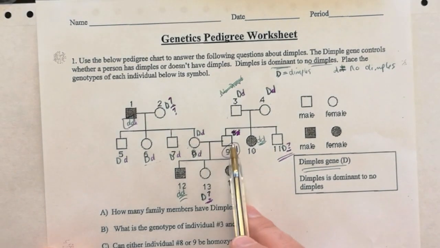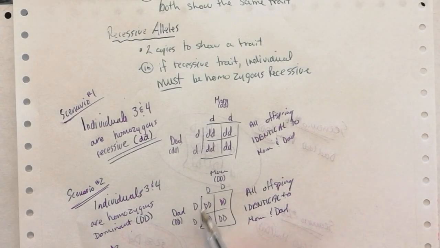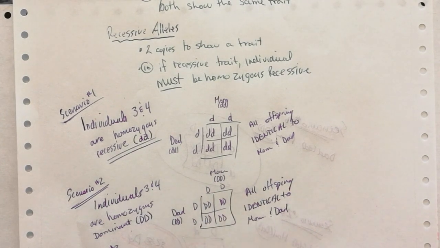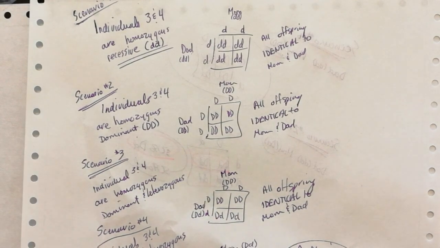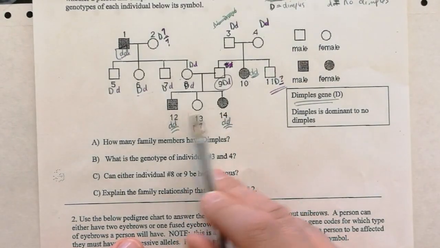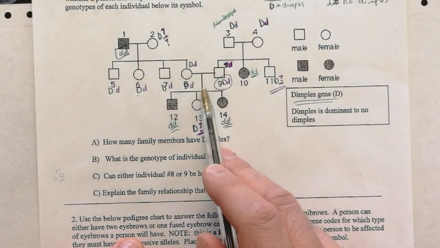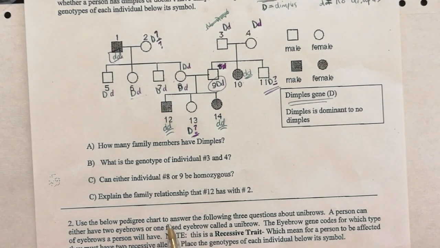Can either individual number 8 or 9 be homozygous? If 8 or 9 were homozygous dominant, individuals 12 and 14 would be impossible. Because remember, if one parent is homozygous dominant, there's a 0% chance of having a child without dimples. And what we see here is that individuals 12 and 14 prove why individuals 8 and 9 cannot be homozygous.